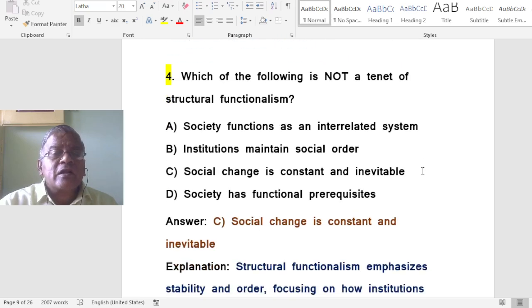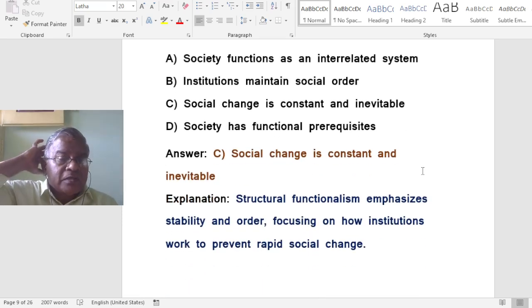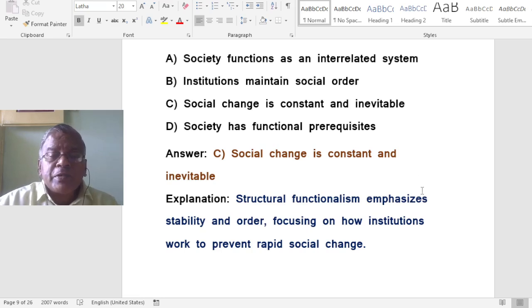Which of the following is not a tenet of structural functionalism? Society functions as an interrelated system. Institutions maintain social order. Social change is constant and inevitable. Society has functional prerequisites. Which of the following is not a tenet of structural functionalism? That is, social change is constant and inevitable. Structural functionalism emphasizes stability and order, focusing on how institutions work to prevent rapid social change. That means that they don't believe in the social change, in other words. And then they try to prevent rapid social change, the structural functionalism experts.